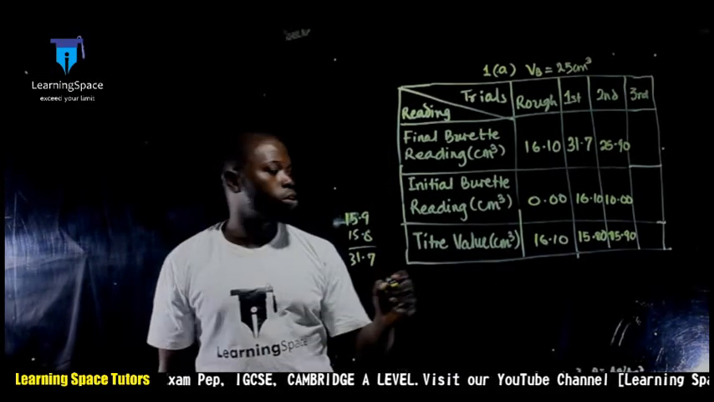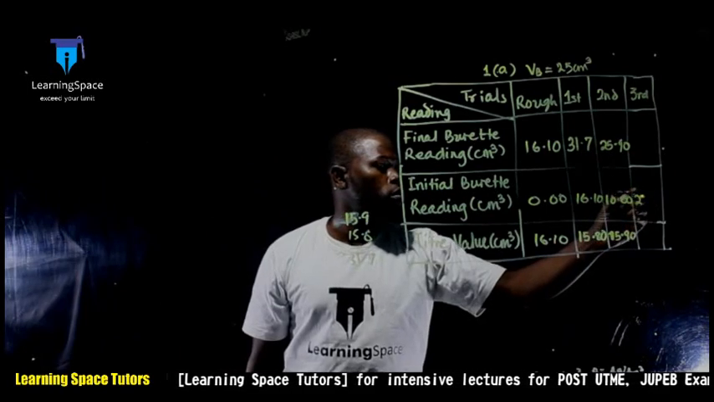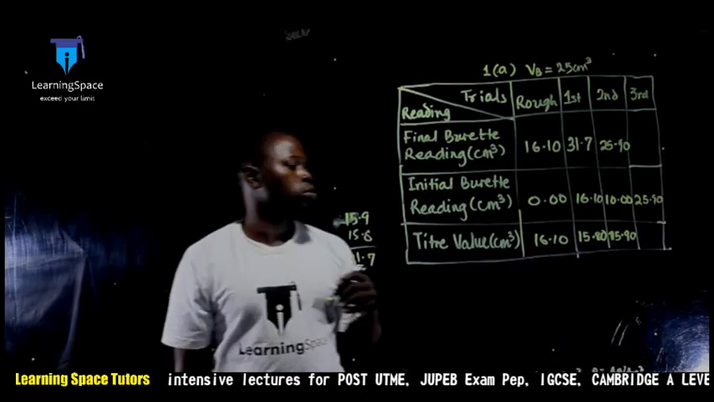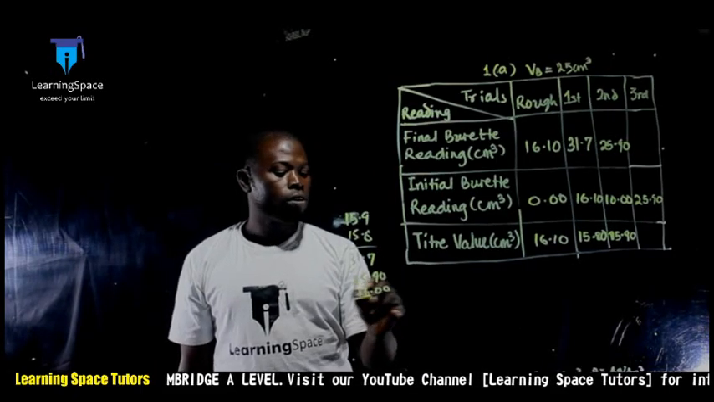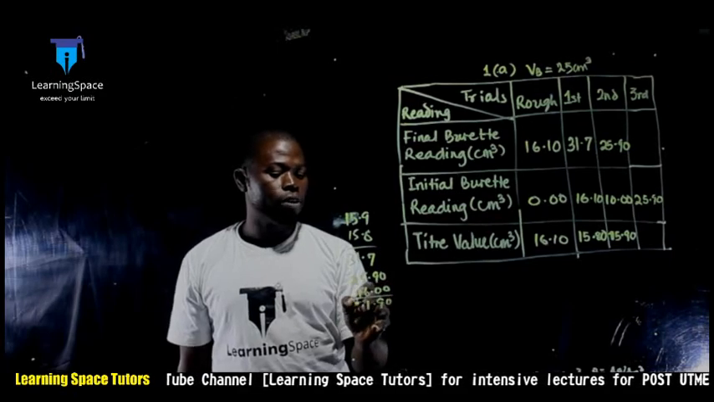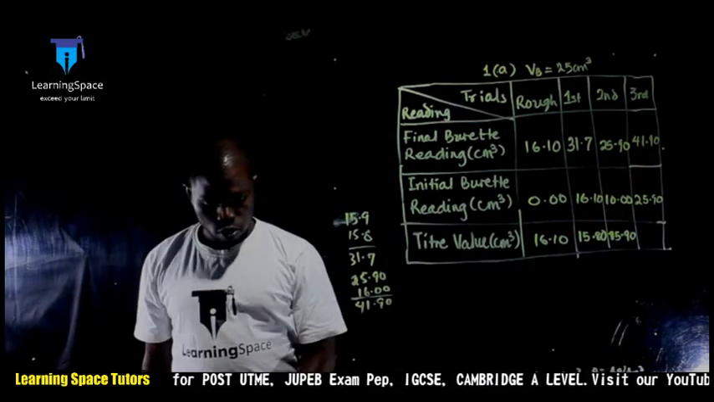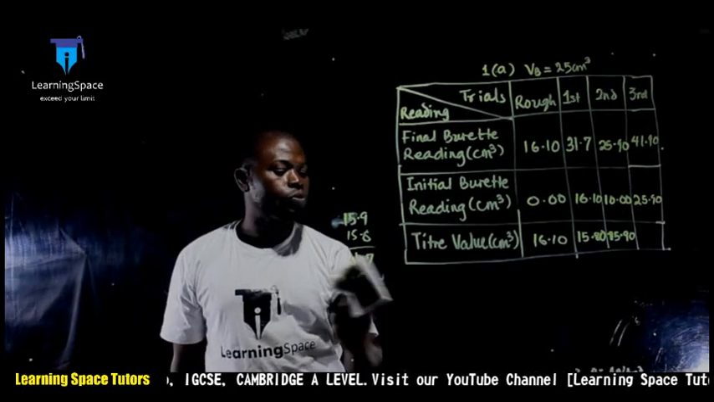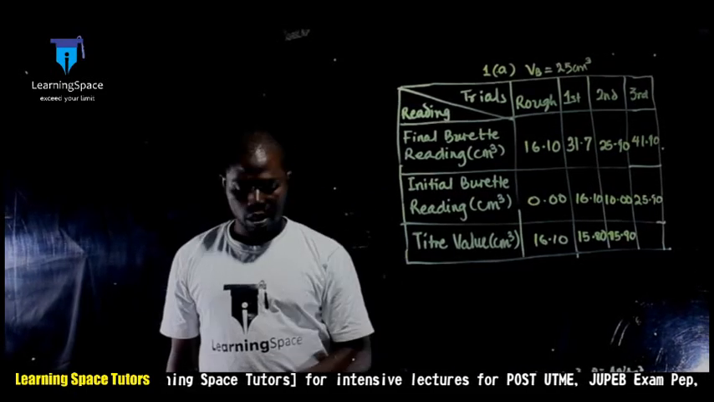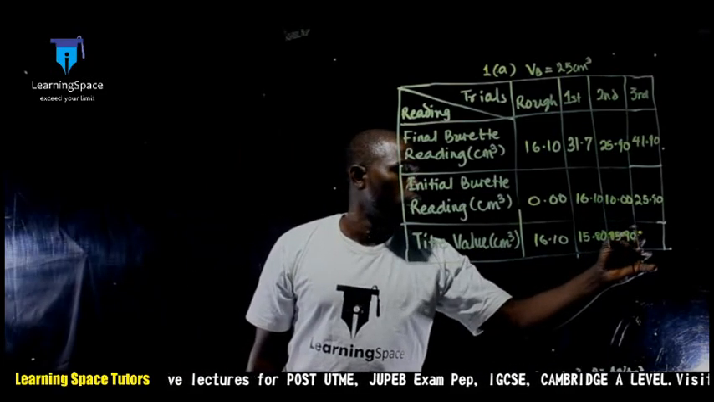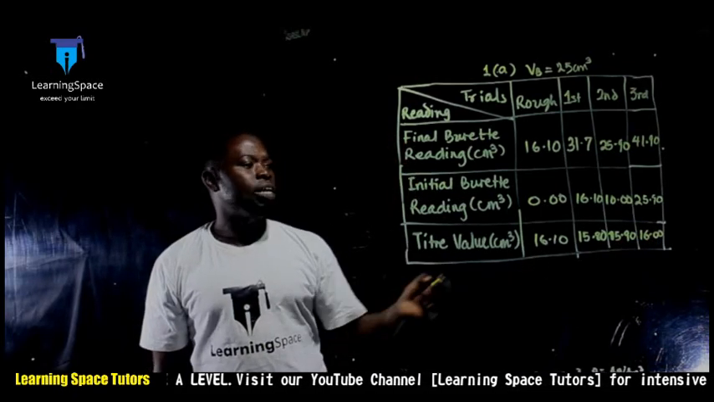Then if we continue from this 25.90, the final burette reading, we eventually have this. As we are titrating, we have 41.90. So we have to do the difference between the final and the initial burette reading, and that gives us 16.00.